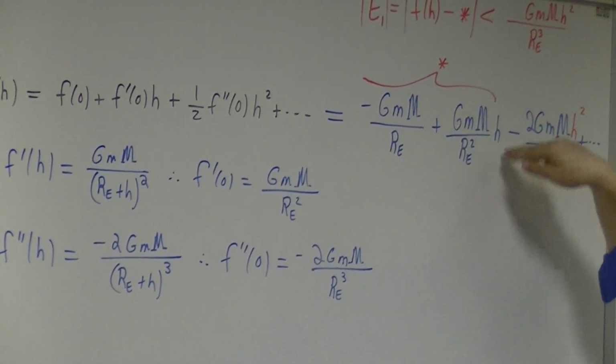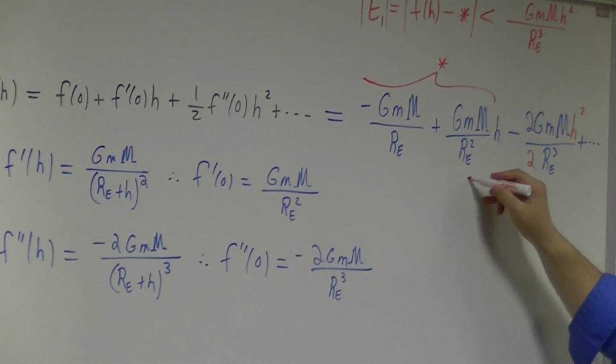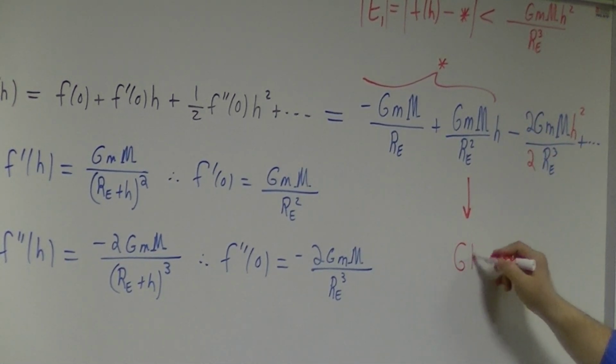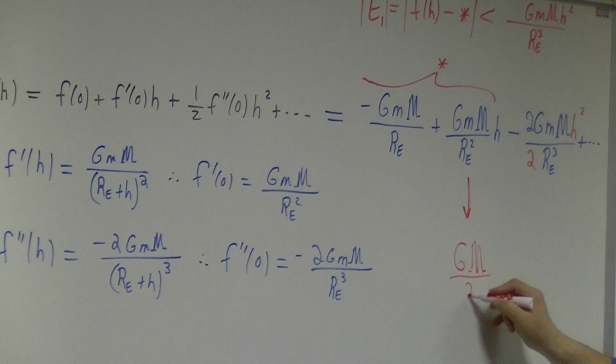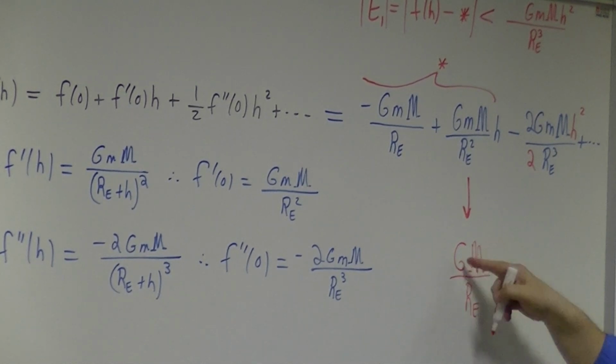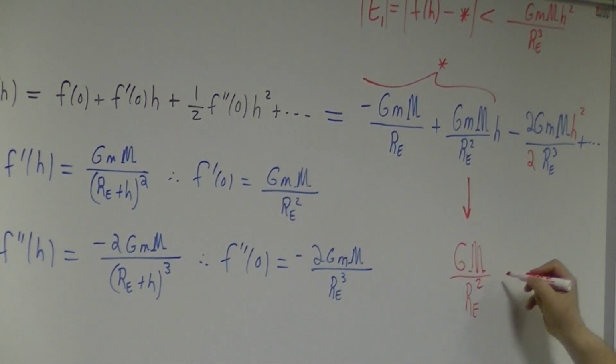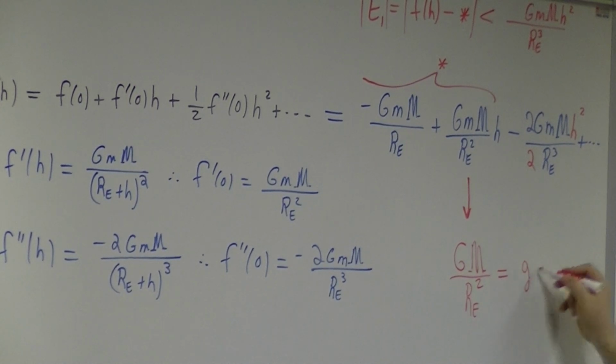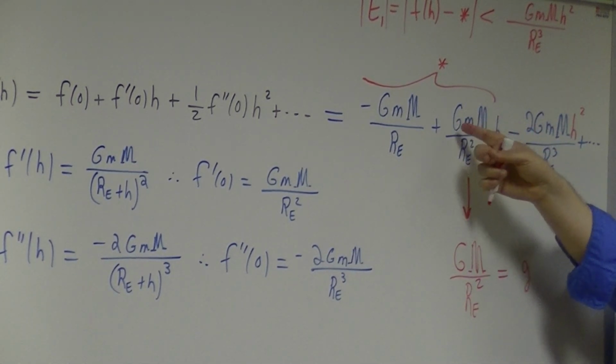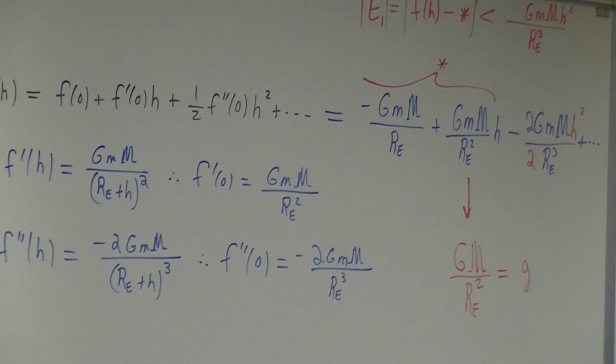What does this work out to? We worked this out the other day, right? So GM, remember we calculated this last time, I think it was? GM over the radius of the earth squared was like what? That was g. That's 9.8 meters per second squared. So this term actually is mgh. And then this is the correction term past it.